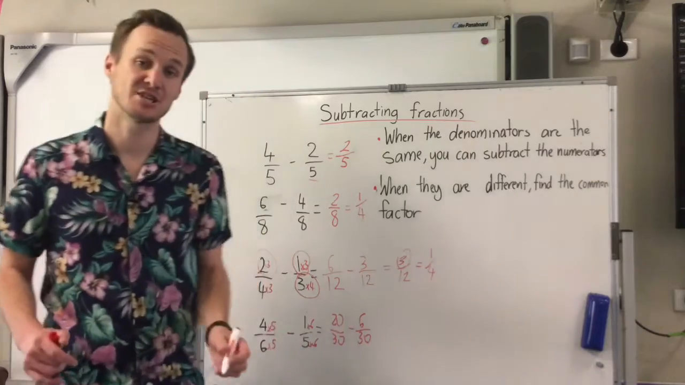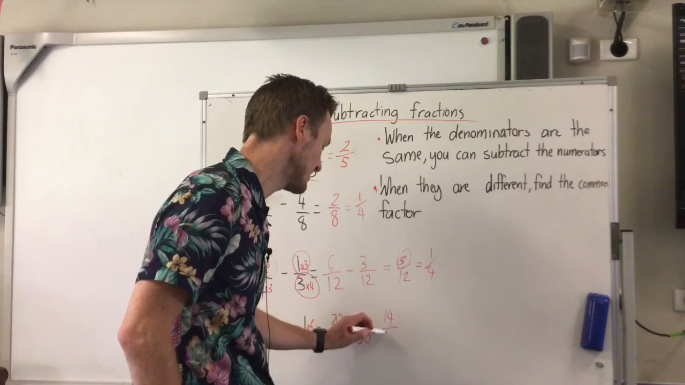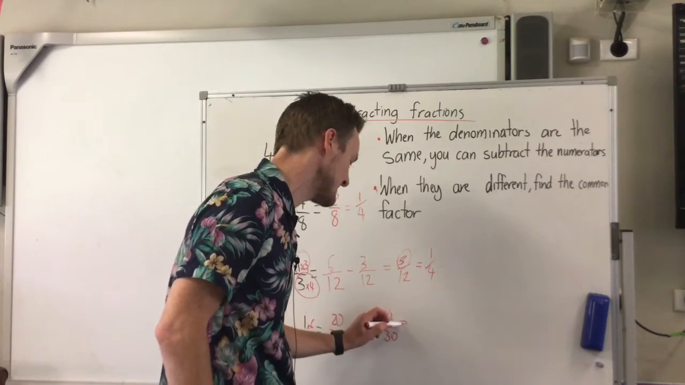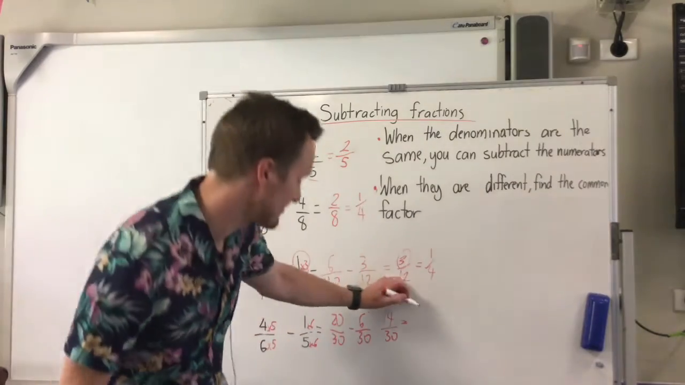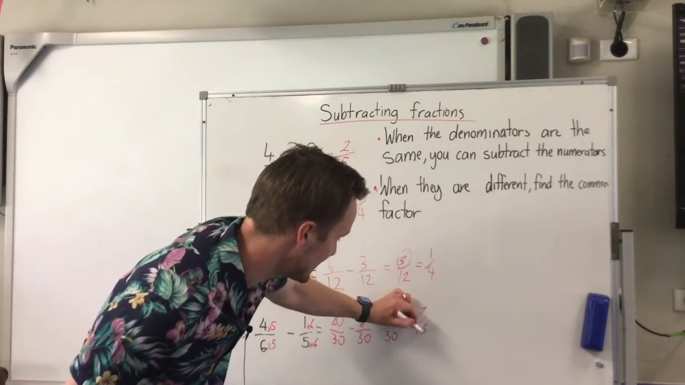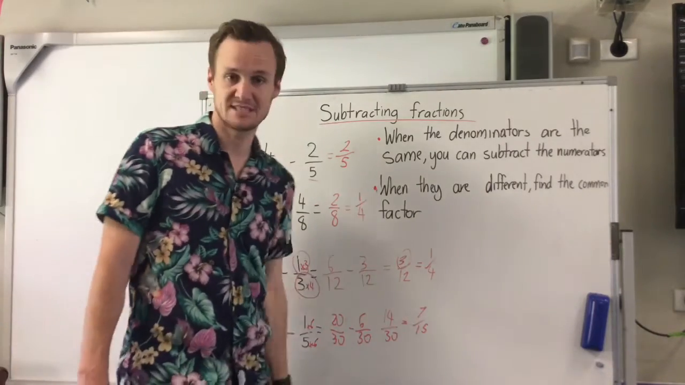Now that the denominators are both the same, we can just subtract the numerators, and we get 14 over 30. Now my tip about simplifying fractions: if you're not 100% sure what the lowest common multiple would be, half it at first, so we get 7 over 15, and I can see that there is no smaller multiple than that, so my answer would be 7 over 15.